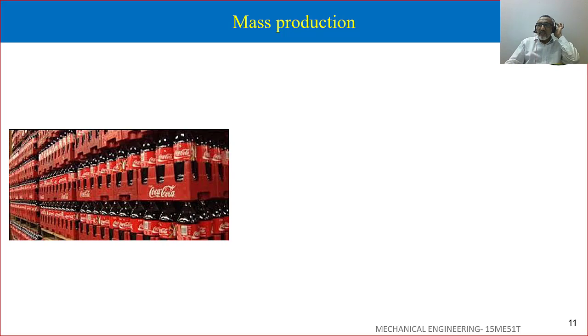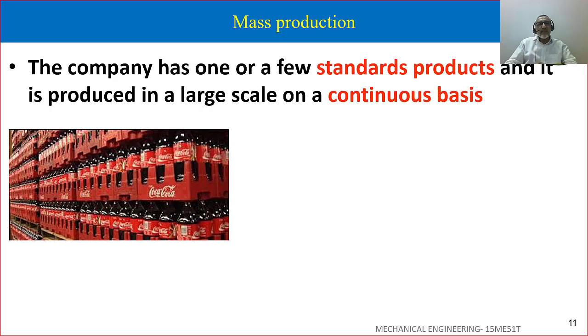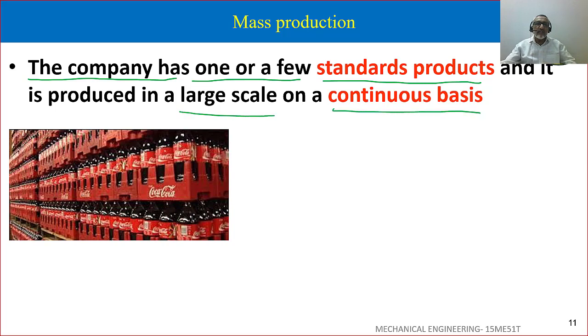So that is job production. In a mass production system, the company has one or a few standard products, and these standard products are produced on a large scale on a continuous basis.